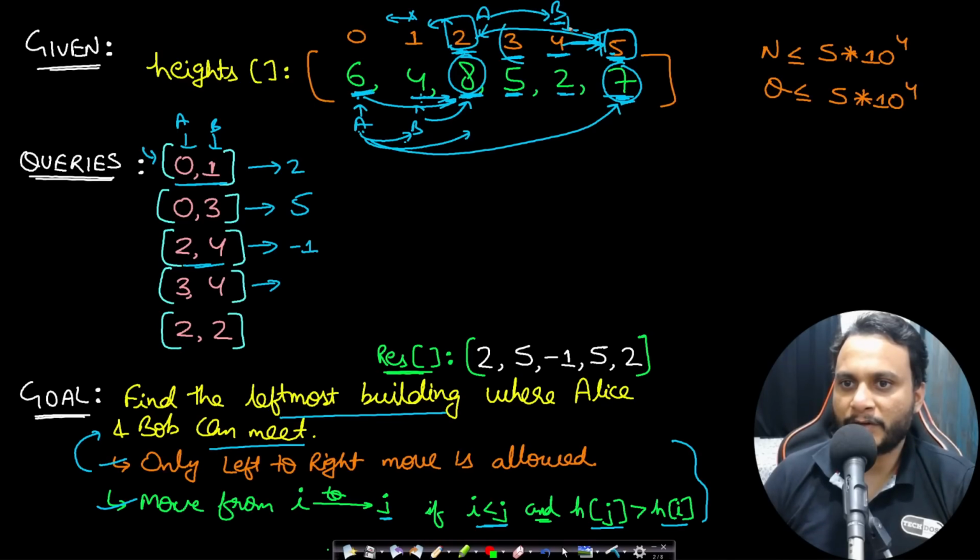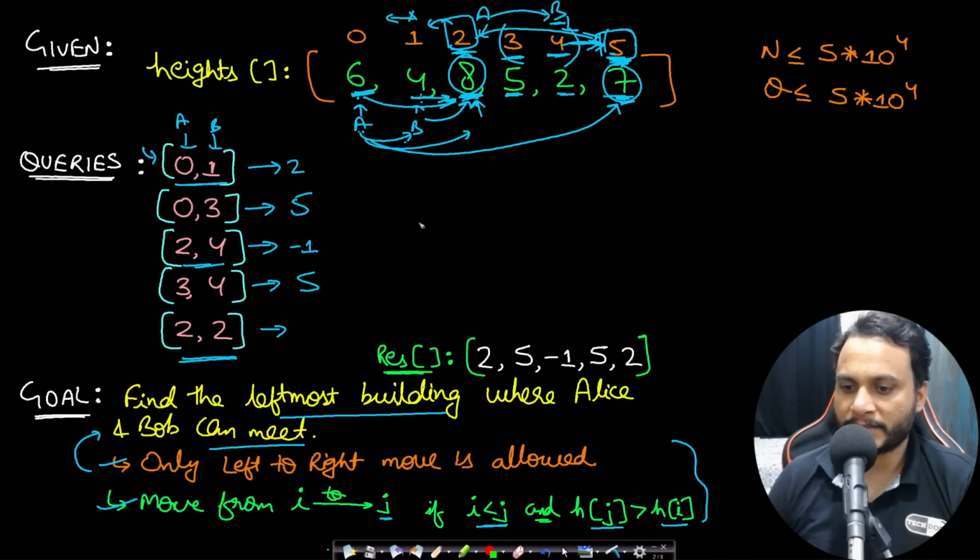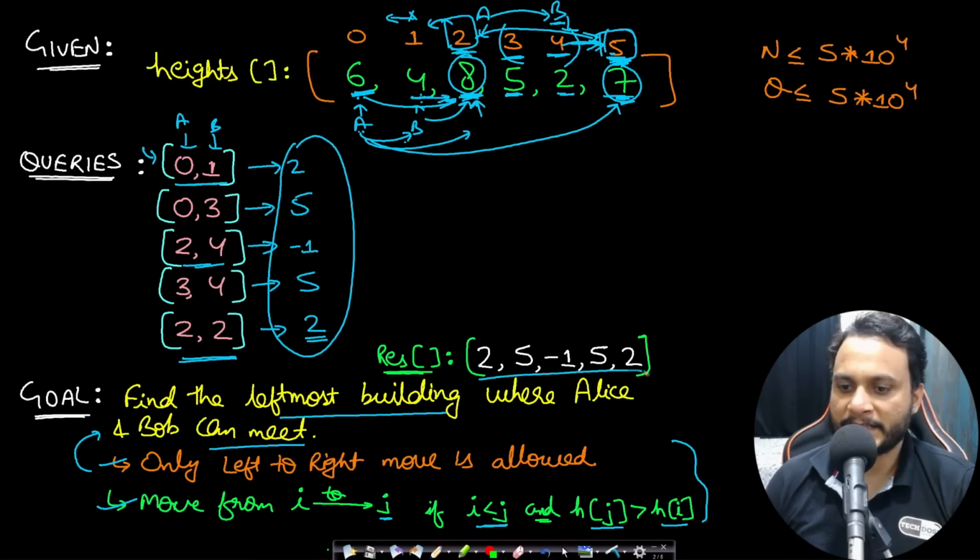For this 3 comma 4, you can check out that they can meet at index 5. So we will be writing 5. Now for the case of 2 comma 2, both Alice and Bob are at 2, at the same spot, and therefore no movement is required, and we can output the answer 2. They have already met. Okay, so we have to just pack this into an array and send it as a resultant array, right?